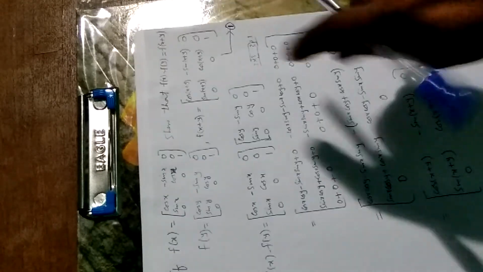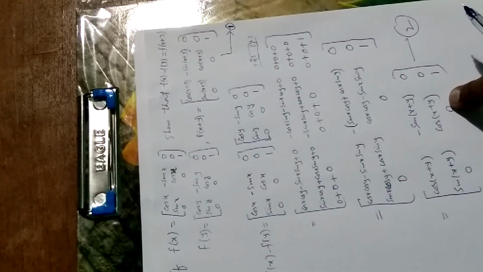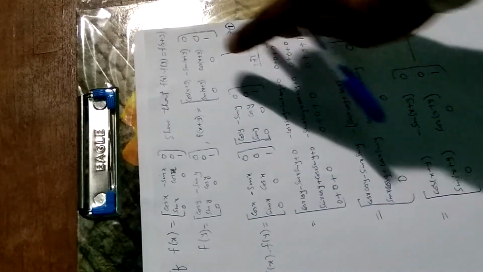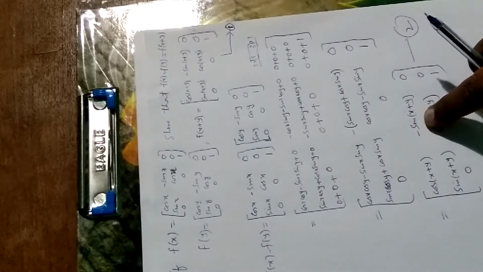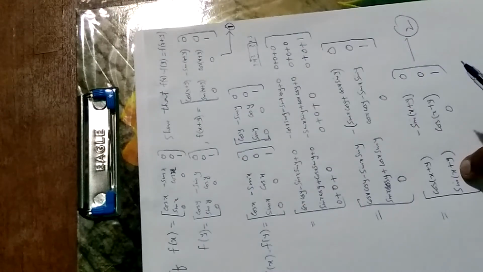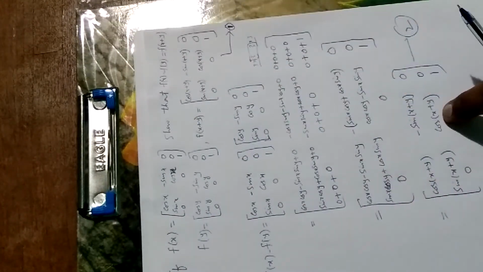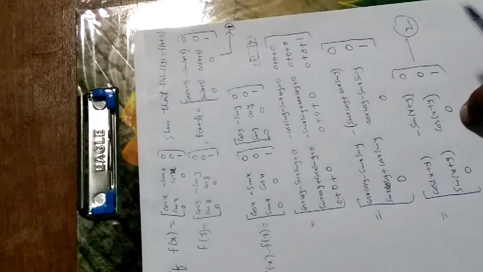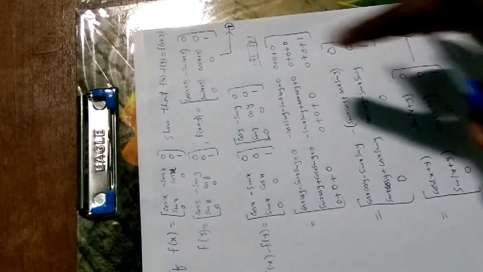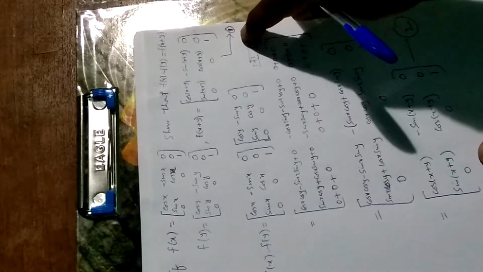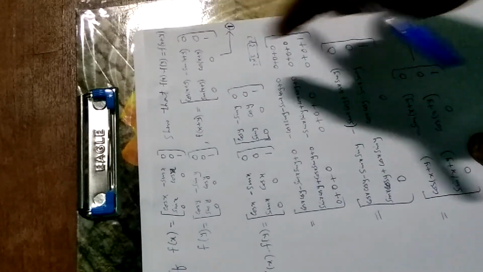Now observe equation number 1 and 2. If you observe carefully, equation number 1 and 2 are same. See here, cos x plus y, cos x plus y, minus sin x plus y, minus sin x plus y. Third term is 0, 0. In second row, sin x plus y, sin x plus y. Cos x plus y, cos x plus y. 0, 0, 0, 0, 0 here, 0 here, 1 here, 1 here. These two are same. So the RHS are same in equation number 1 and 2.